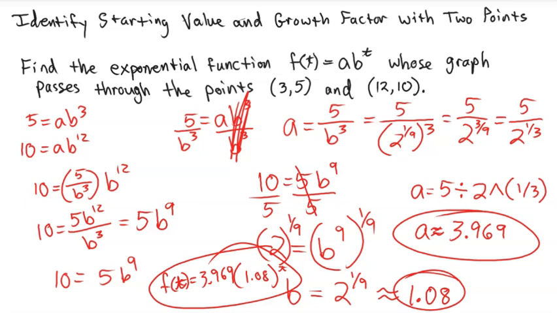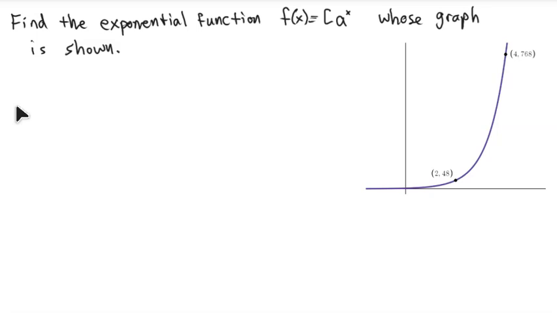Let's do another example. All right, so let's look at this one. It says find the exponential function f of x is equal to c times a to the x power. Now, don't get confused by this. In this case, they're just saying the starting value is represented by the letter c, and then the growth factor is represented by the letter a. So this is the a, and this is the b. We can solve for them, but we're using capital C and lowercase a.